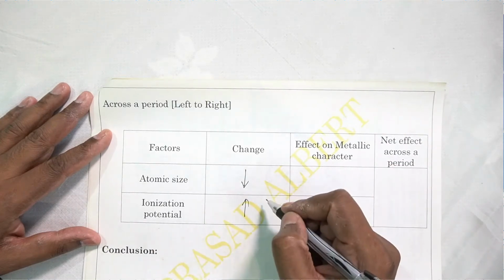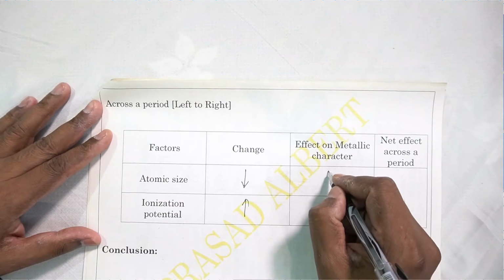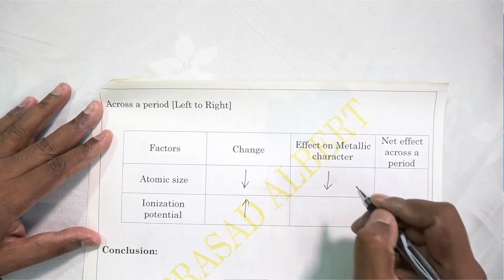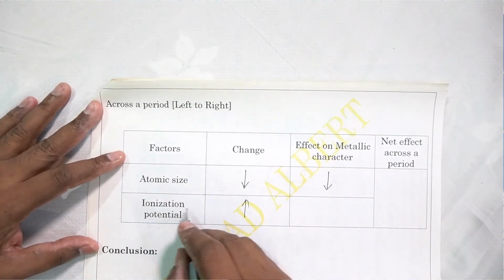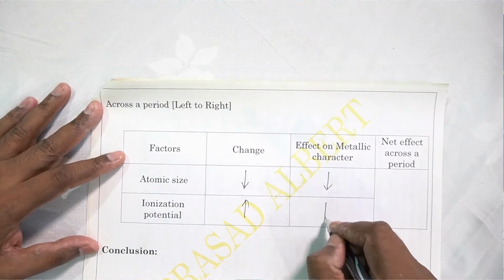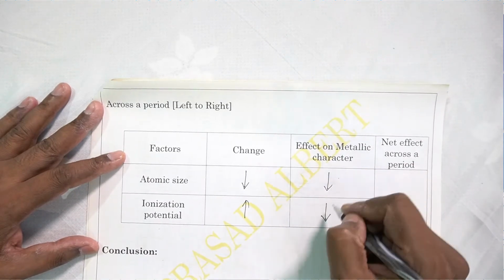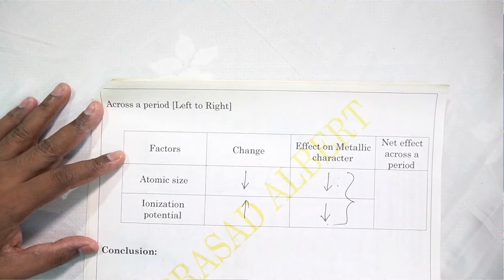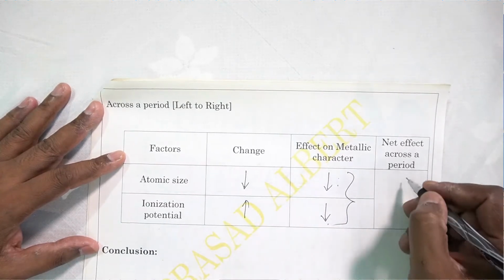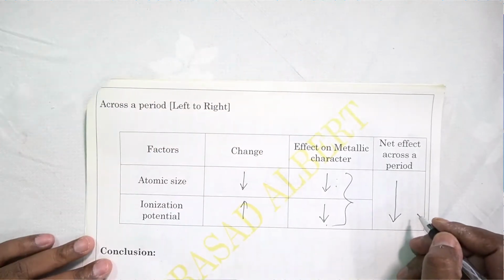When atomic size decreases, it is difficult to lose electrons, so metallic character will also decrease, okay. And ionization potential increases means again metallic character will decrease because more energy is required to remove electrons. So both the factors are contributing to a decrease in metallic character. So we can say the net effect across a period is a decrease in metallic character.